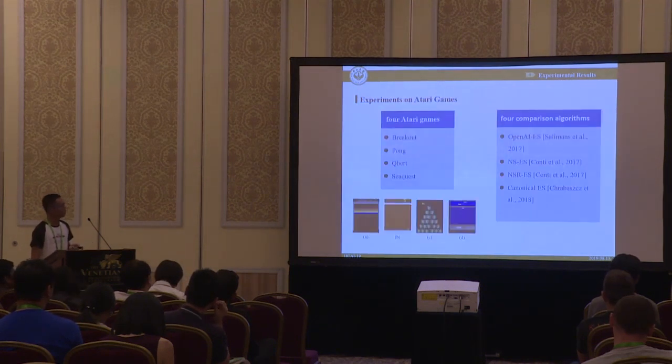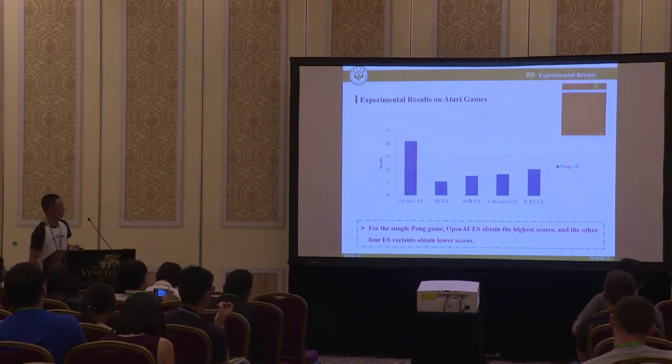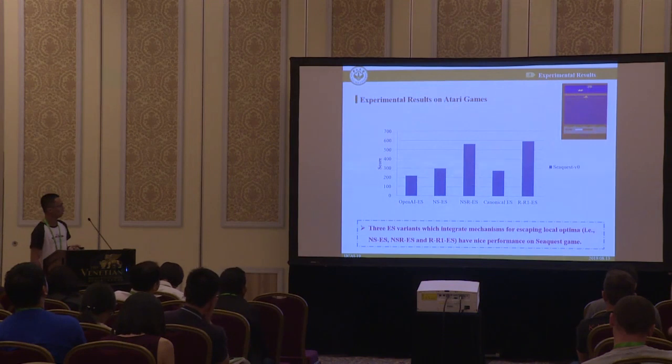And the second part of the experiment is conducted on 4 Atari games. These are some related results. We can focus on these games. On these games, we can find that these three, including the NSES, NSRES, and also our proposed method, have a nice performance compared to the other algorithms.